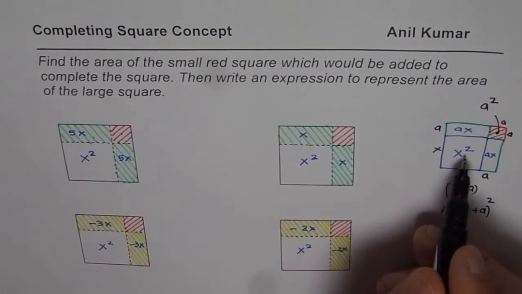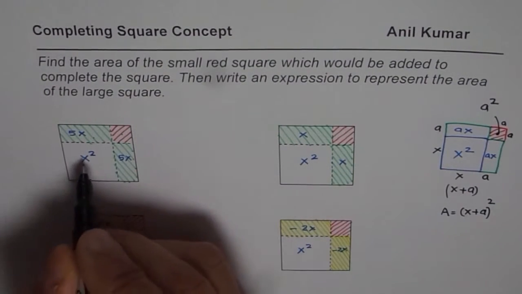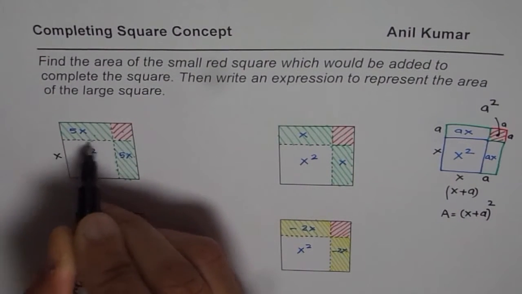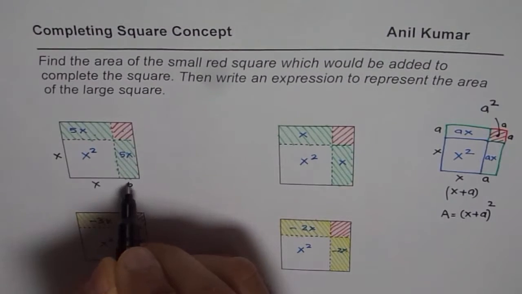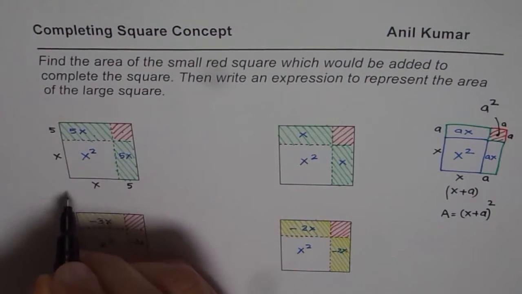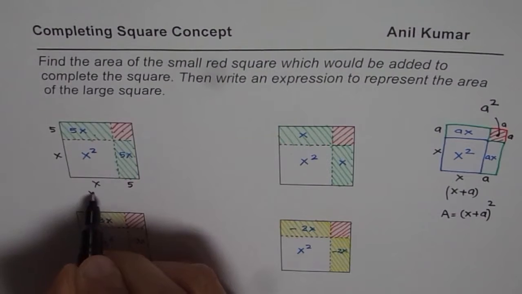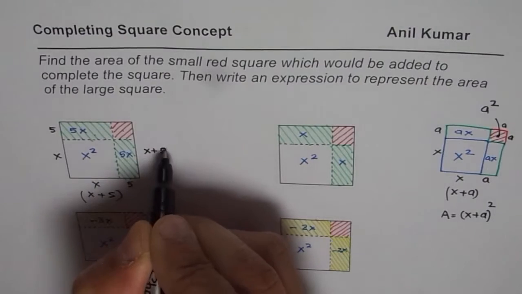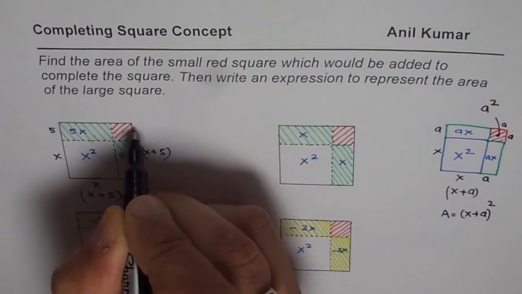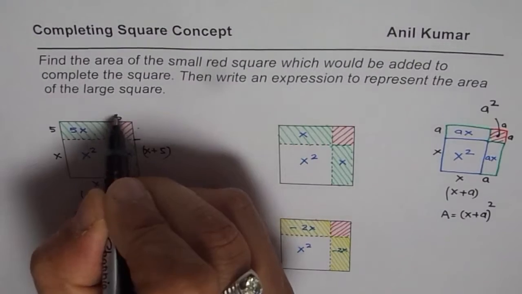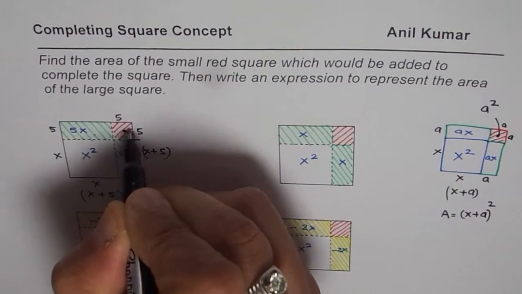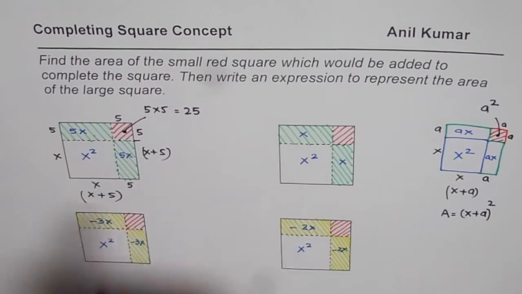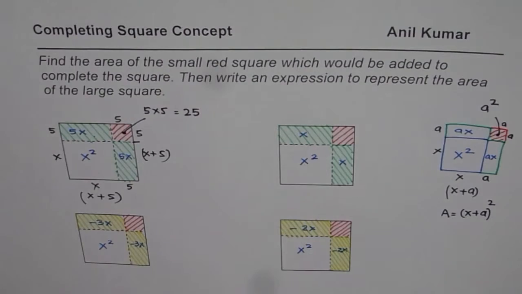So looking into what we just learned, we can say that the dimension of this big square should be x, and x is for the x square. 5x means this is 5, right? And this is also 5. Now big square is x plus 5 on either side, right? This is also x plus 5. Since that much is x and this is 5, right? If the dimensions of the squares are 5 by 5, then the area should be 5 times 5, that is 25, correct? That is how you get the area.